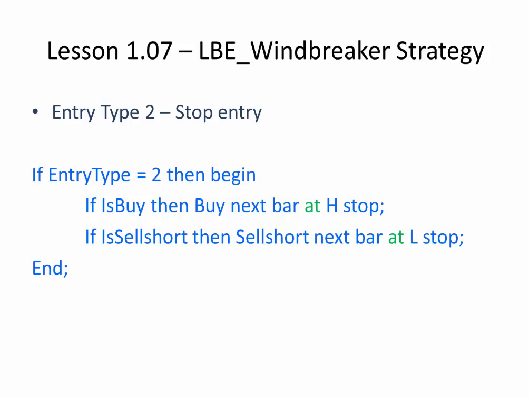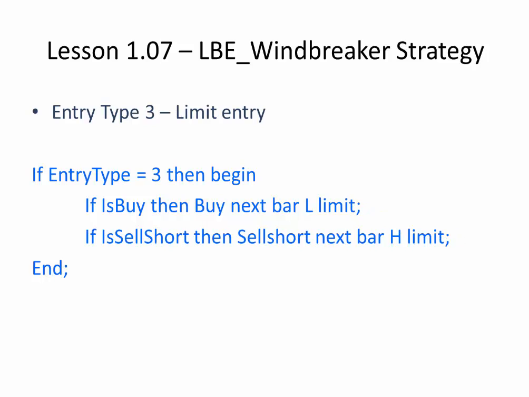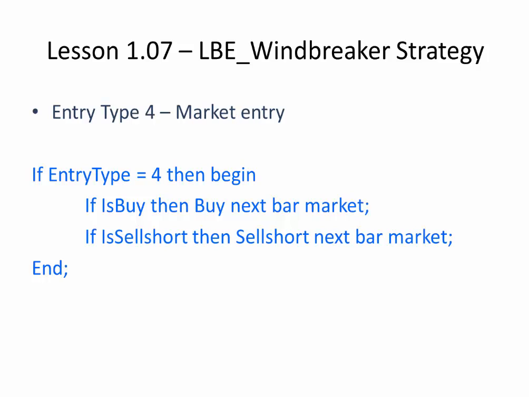below the current price. Using the limit order entry, we will be buying at a lower price than current. So if is buy is true, buy next bar low limit, or L limit. And similarly, if is sell short is true, we sell short at the next bar high limit.